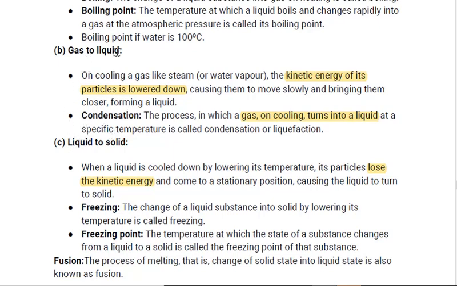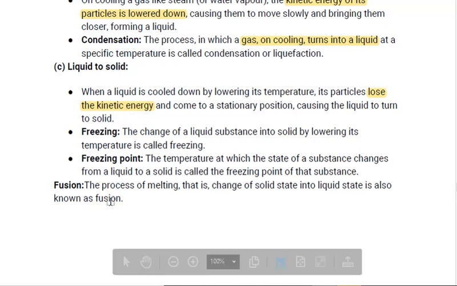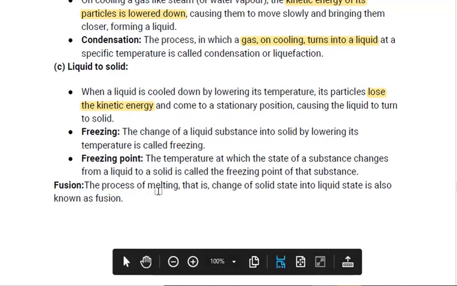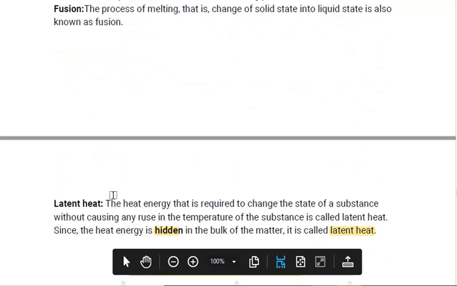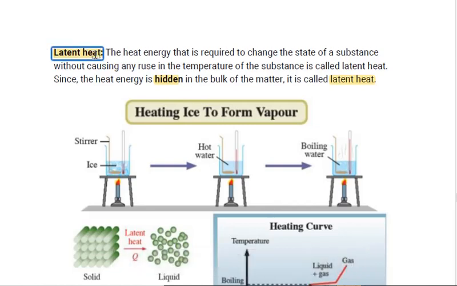So gas is turned into liquid because of condensation, and liquid is also turning into solid. That is called freezing. In this case also there is loss of kinetic energy, meaning temperature decreases, so the substance freezes. Fusion, one more term: the process of melting, the change of solid state into liquid state, is also known as fusion. Solid to liquid is called fusion. One more new term is latent heat. We will read about this, but today only this much.